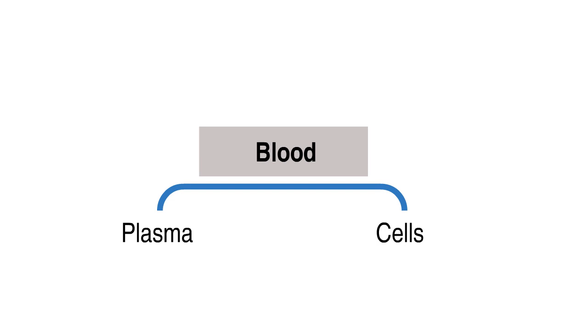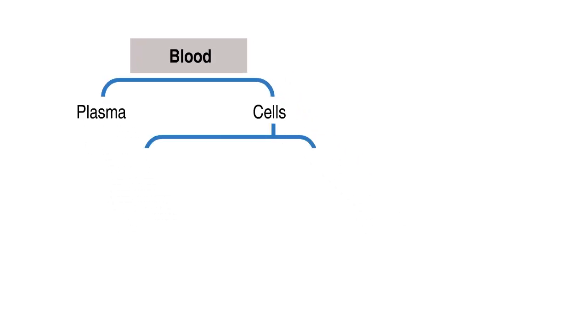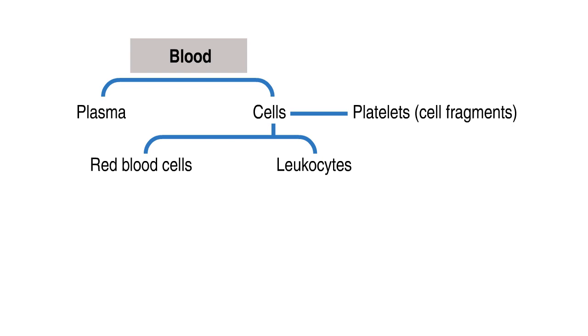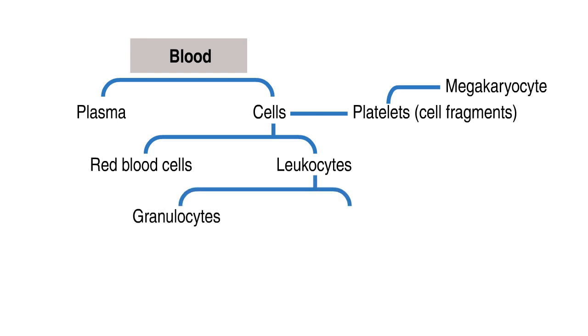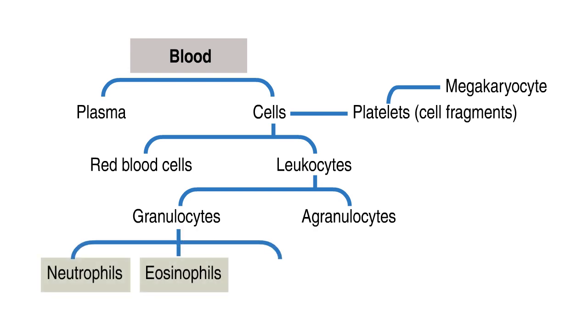Blood consists of two components, plasma and cells. There are two cell components, the red blood cells and the leukocytes or white blood cells. In addition, there are platelets, the cytoplasmic fragments of megakaryocytes. There are two classes of leukocyte, granulocytes with cytoplasmic granules and agranulocytes, cells without specific cytoplasmic granules. There are three types of granulocytes, neutrophils, eosinophils, and basophils.